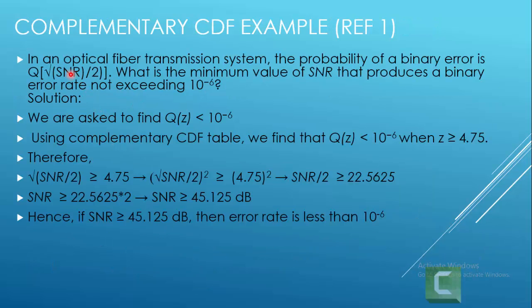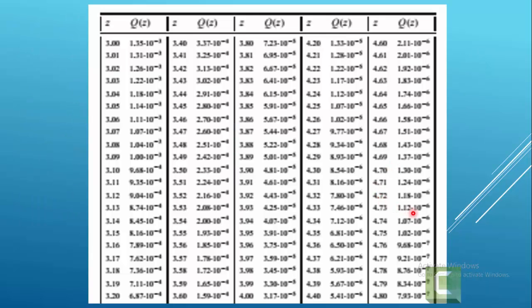Let's see an example over here. In an optical fiber transmission system, the probability of a binary error is Q of the square root of SNR divided by 2. What is the minimum value of SNR that produces a binary error rate not exceeding 10 to the power minus 6? So we are asked to find Q of z which is less than 10 to the power minus 6. Using the complementary CDF table, we find Q of z less than 10 to the power minus 6 when z is greater than or equal to 4.75. So we look over here, 10 to the power minus 6, so z is 4.75.